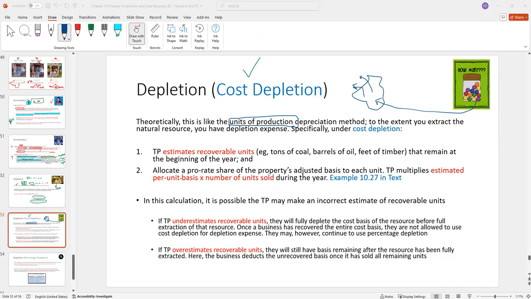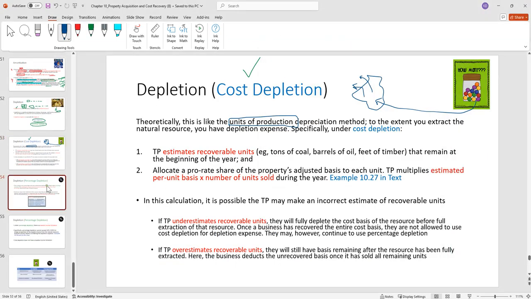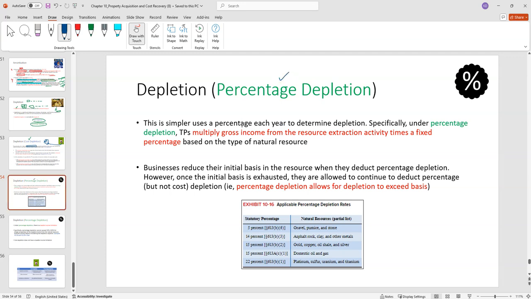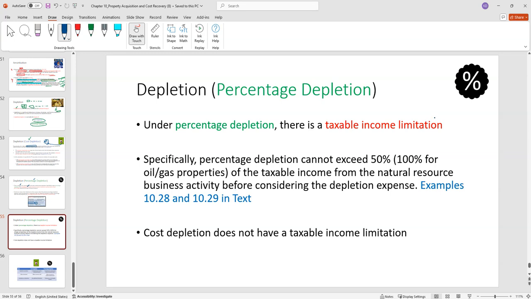Let's compare that with percentage depletion. In this way, it's a little bit simpler. The IRS basically just gives you a table. In this case, we're Goldmember, so there's our percentage. Basically, we multiply our gross income from that activity, the gold activity, times the percentage. There we go. There's also a taxable income limitation with this.